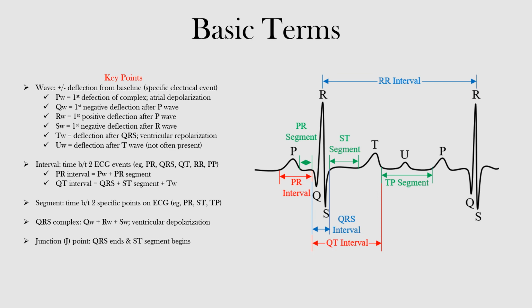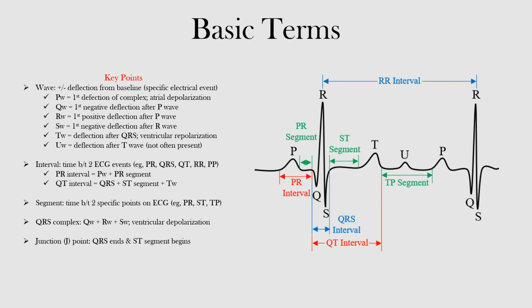Let's start with the waves. A wave is defined as a positive or negative deflection from baseline that indicates a specific electrical event. The main waves to be aware of are the P wave, the Q wave, the R wave, the S wave, the T wave, and U wave. So pretty much P, Q, R, S, T, U. And you can see them here.